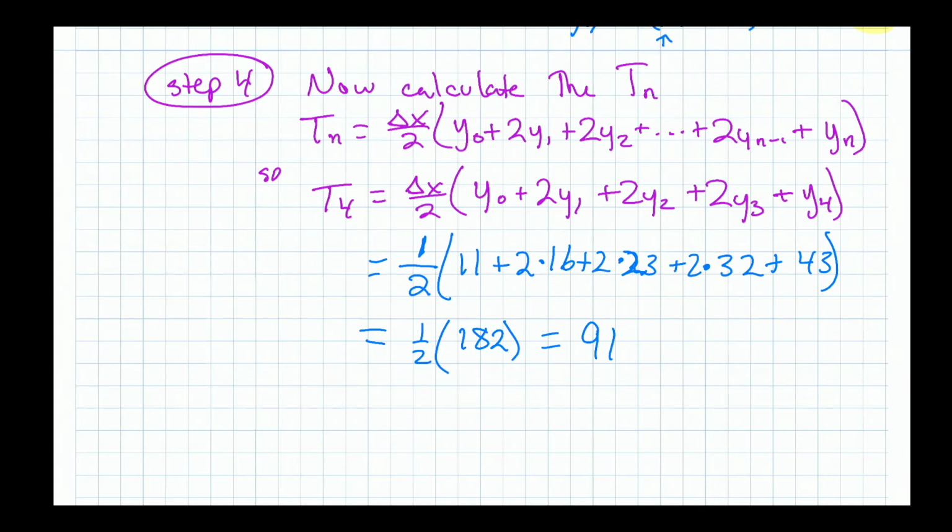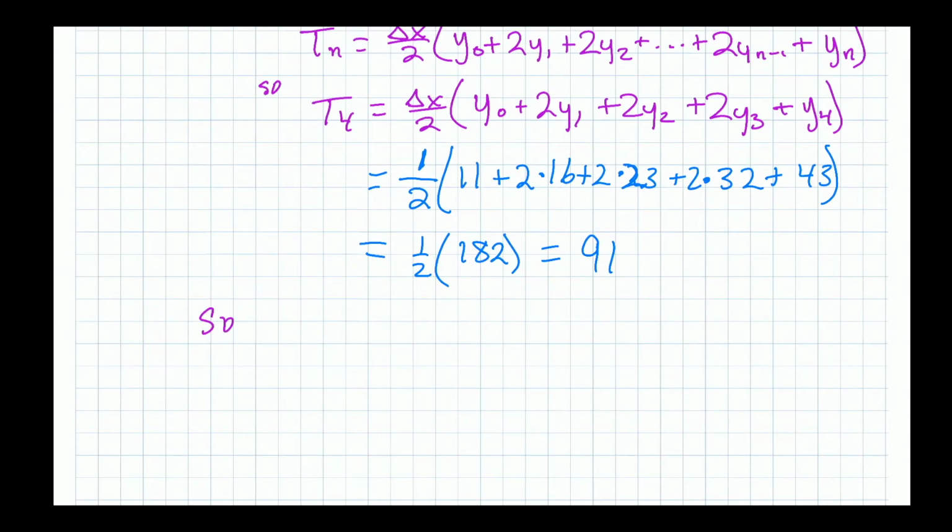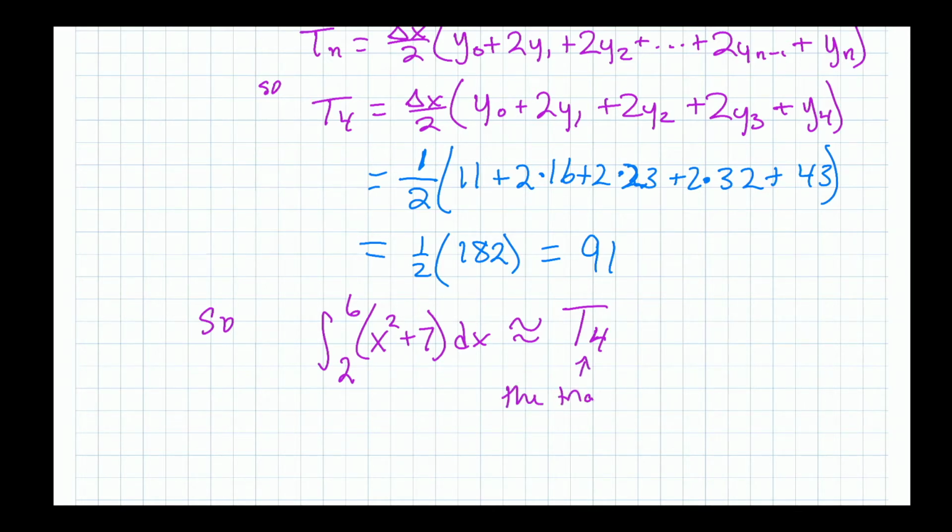Well, the integral is not 91. What we're saying is this: the integral that we were given, 2 to 6 of x squared plus 7 dx, is approximately equal to T4. That's the trapezoidal rule approximation with 4 subdivisions, and that is 91. Okay, so the answer to the question is 91.